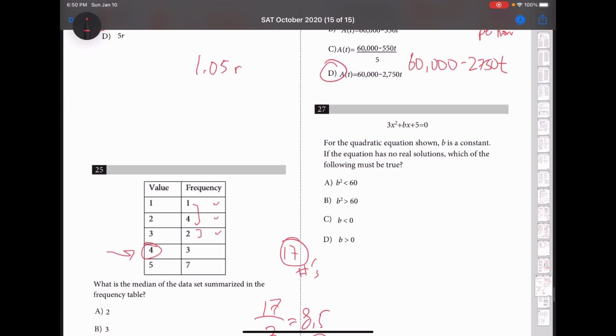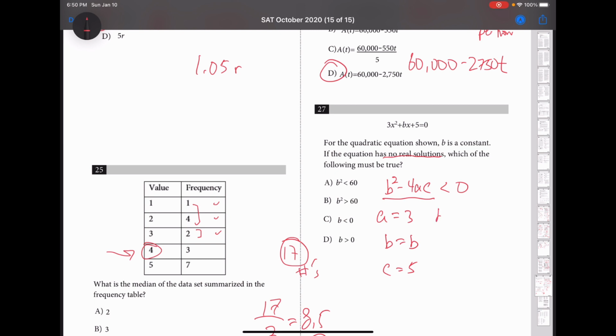27. 3x squared plus bx plus 5 equals 0. For the quadratic equation shown, b is some constant. If the equation has no real solutions, which of the following must be true? If the equation has no real solutions, you use the discriminant, b squared minus 4ac, and that has to be less than 0. In this equation, a is equal to 3, b is equal to b, and c is equal to 5. If you don't know the discriminant equation, make sure you look it up.